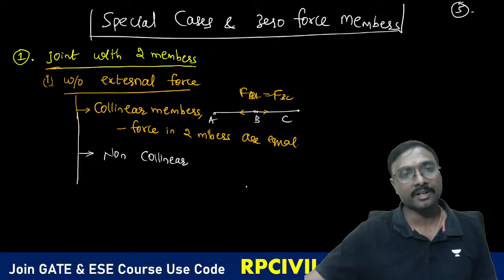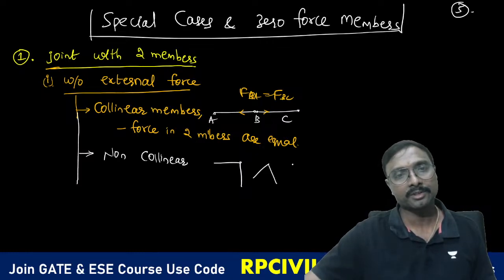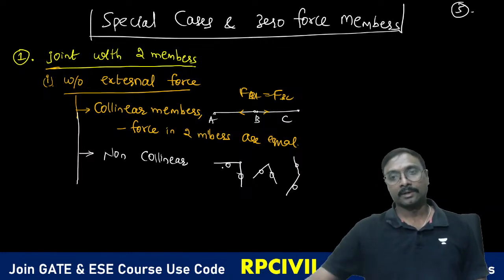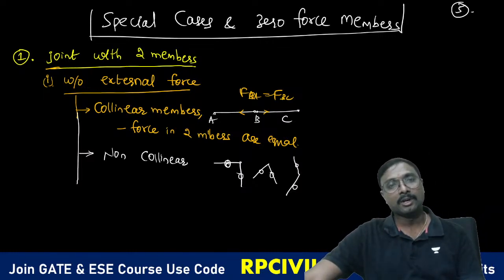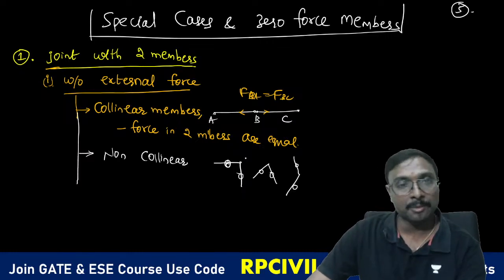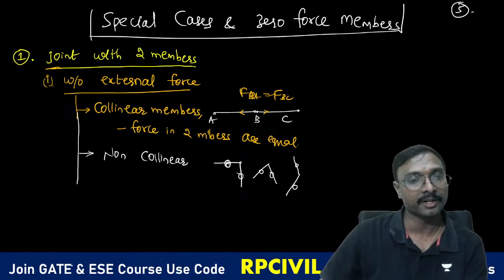Non-collinear members, right? What are non-collinear members? If you observe, this is how they are meeting. This is how they will meet sometimes. Sigma Fx equal to 0. If you apply sigma Fx equal to 0, force in this horizontal member is balanced by whom? Nobody. Force in this vertical member is balanced by whom? Nobody, right? Without external force, non-collinear members.